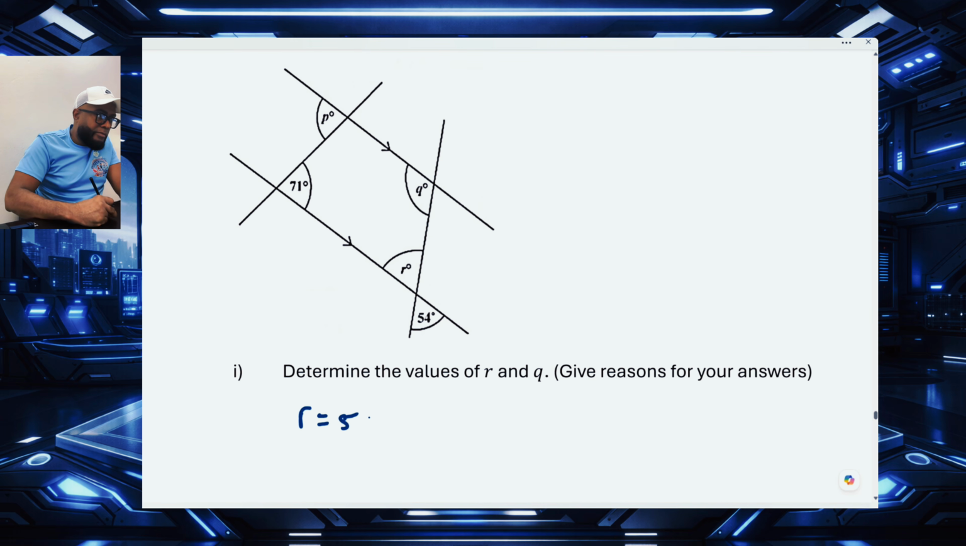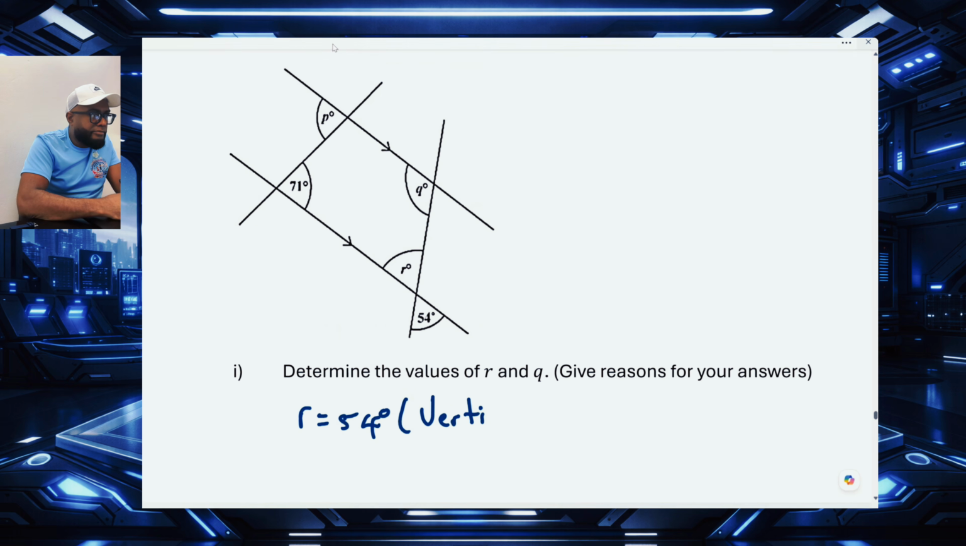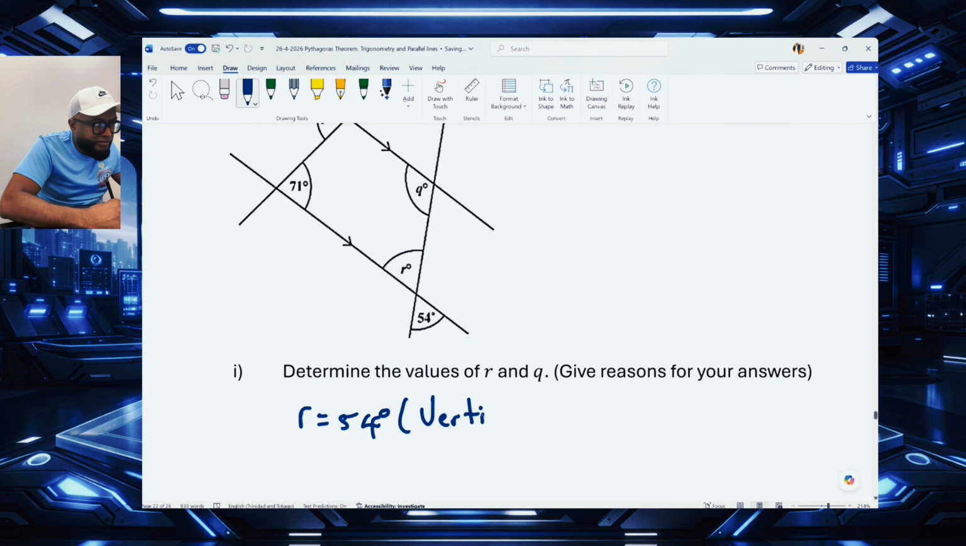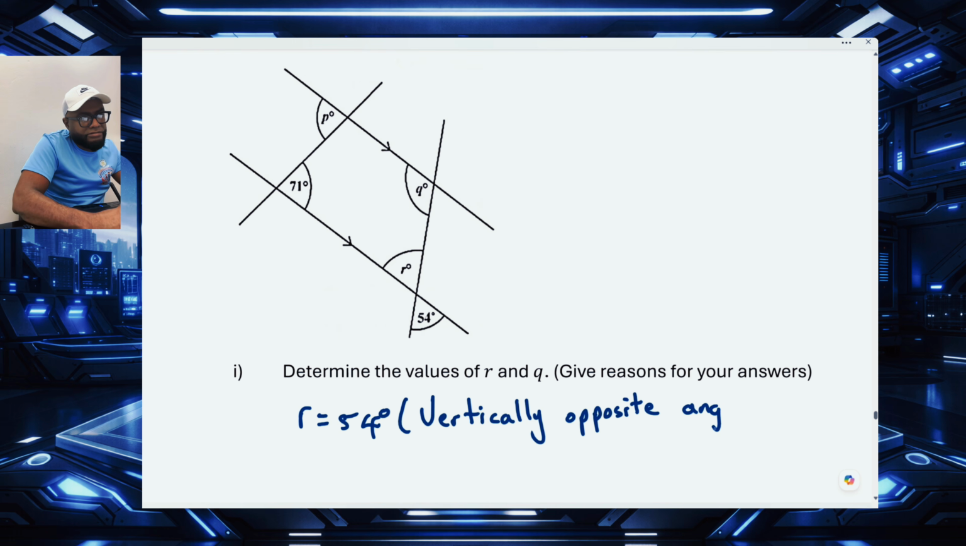R is equal to 54. And what's my reason? Vertically opposite, because the opposite angles are equal. Vertically opposite angles are equal.